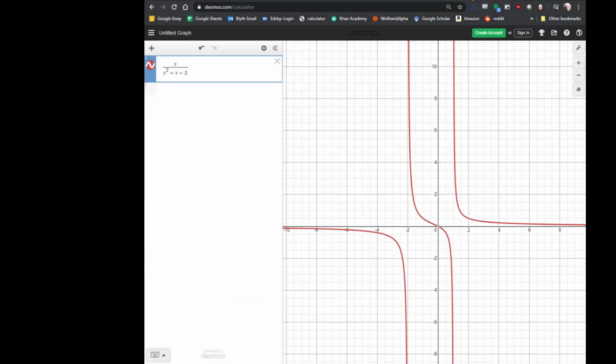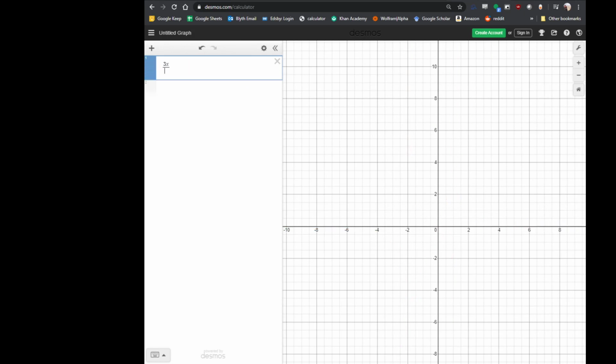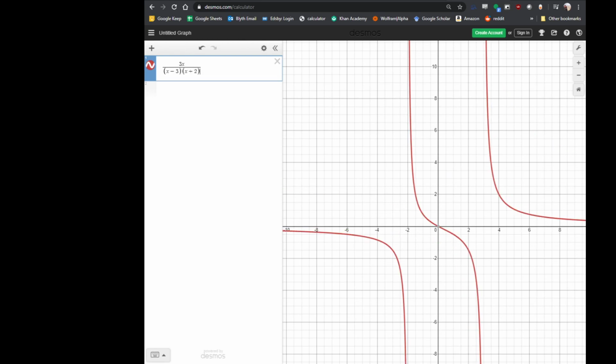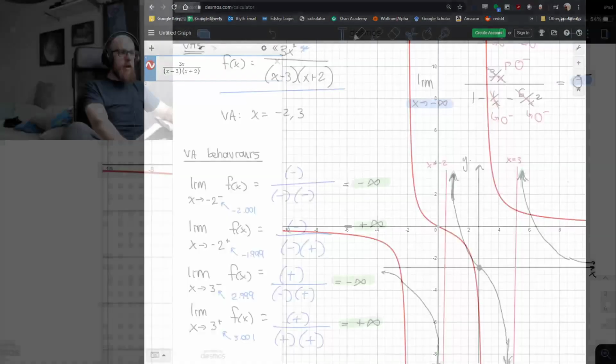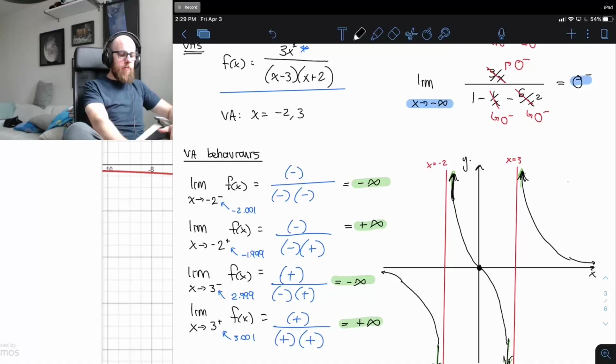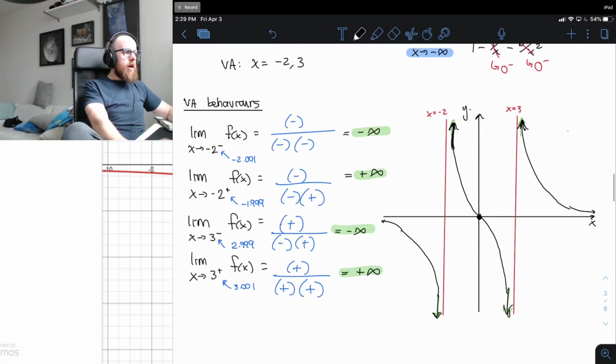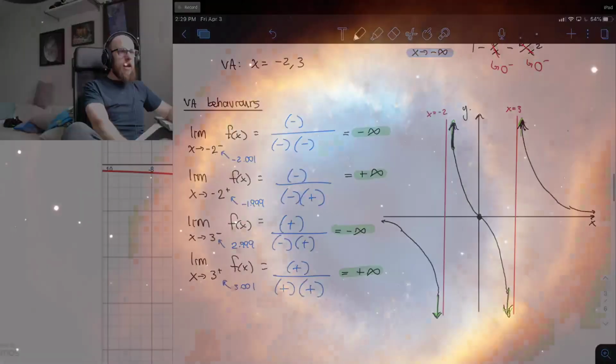So we'll pop over to Desmos again, and we'll type this thing in. So I have 3x over x minus 3, x plus 2. Hey, not bad, pretty solid, right? Flipping back and forth. I think I did a pretty good job. Not bad. How are you guys with that example?